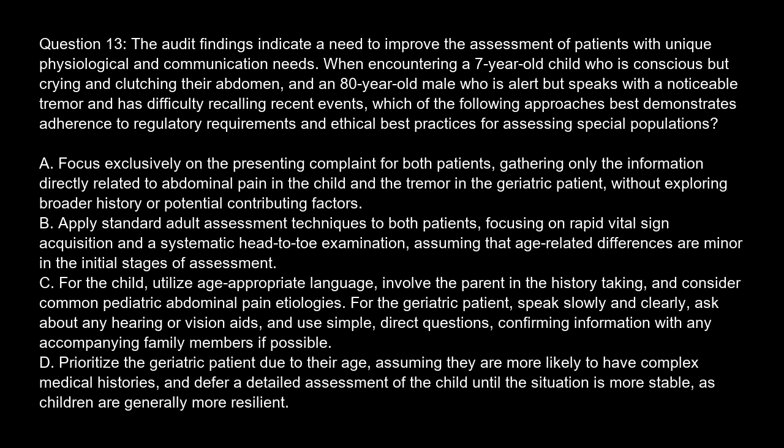Option C. For the child, utilize age-appropriate language, involve the parent in the history-taking, and consider common pediatric abdominal pain etiologies. For the geriatric patient, speak slowly and clearly, ask about any hearing or vision aids, and use simple, direct questions, confirming information with any accompanying family members if possible. Option D. Prioritize the geriatric patient due to their age, assuming they are more likely to have complex medical histories, and defer a detailed assessment of the child until the situation is more stable, as children are generally more resilient.